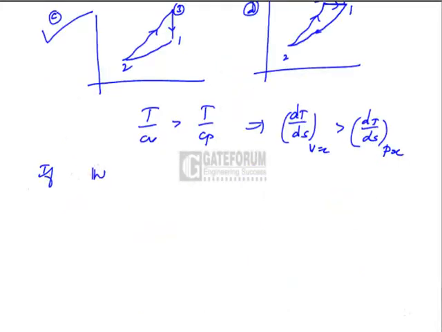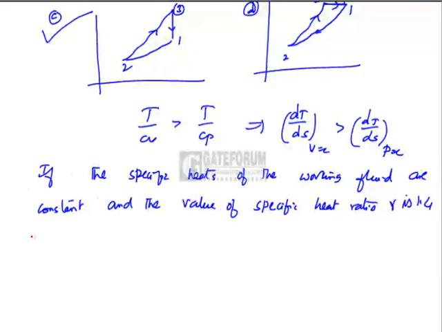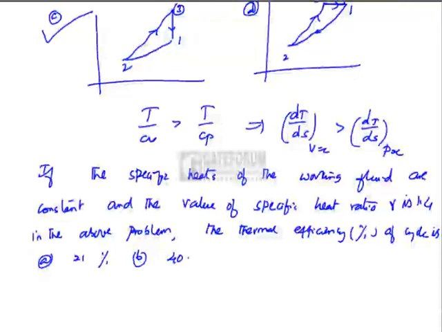If the specific heats of the working fluid are constant and the value of specific heat ratio gamma is 1.4 in the above problem, then the thermal efficiency in percentage of cycle is A 21%, 40.9%, 42.6%, 59.7%.